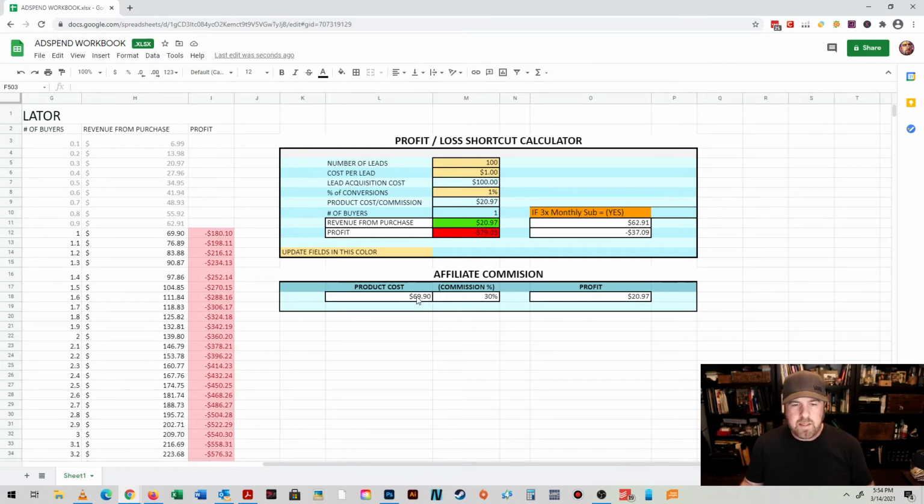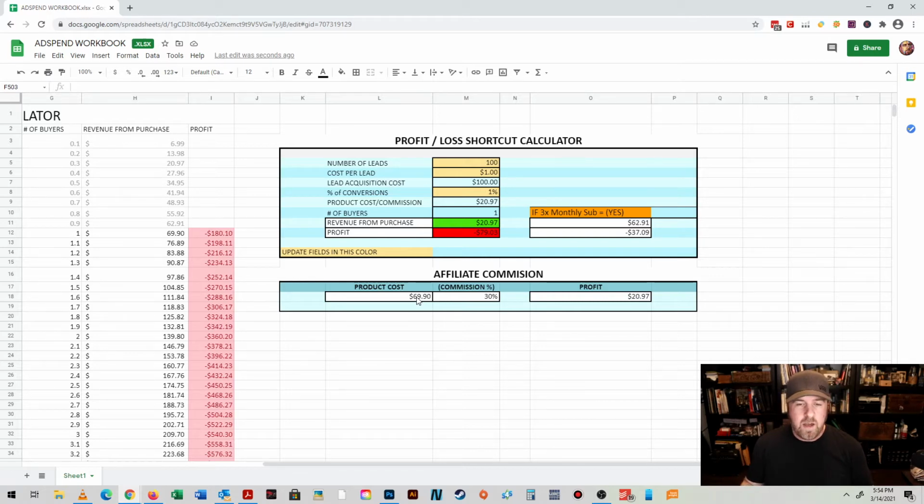So basically, again, using the Builderall example, and this is why recurring revenue is so critical to your business, is because with ad spend, especially with paid advertising, if you are going to be spending a significant amount of money, whether it's $20, $50, $1,000 per month, you really have to understand the numbers.